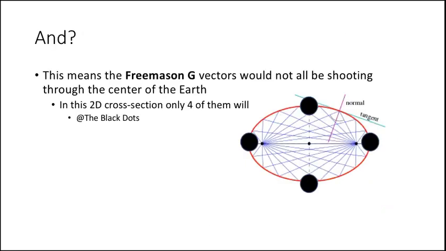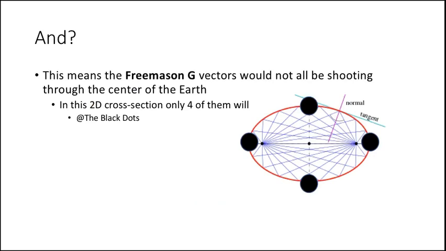So these Freemason vector G's would not all be shooting through the center of the Earth. That I hope is very clear. Again, we're using an ellipse, a 2D representation, but very, very simple. We know the relationship of how to construct these, or the orientation of these vectors. We understand how to make them.